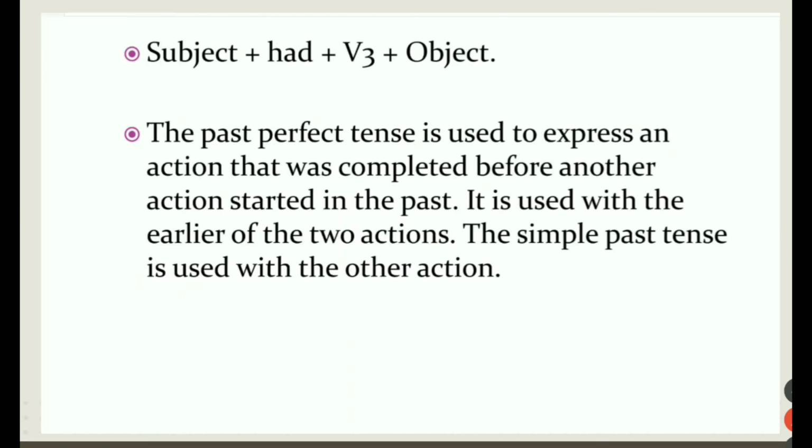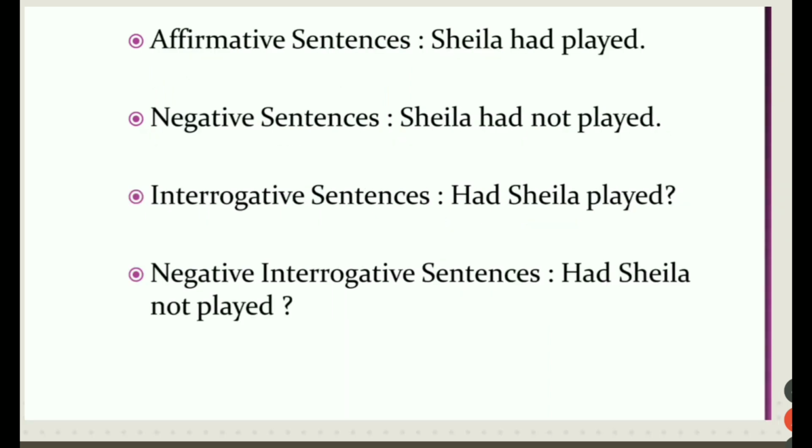The next form is subject plus had plus third form of verb and the object. Now this is a past perfect tense, which is used to express an action that was completed before another action started in the past. It is used with the earlier of the two actions. The simple past tense is used with the other action. For example, Sheila had played. This is an affirmative sentence. Negative would be Sheila had not played. Interrogative would be had Sheila played, and had Sheila not played would be the negative interrogative sentence.